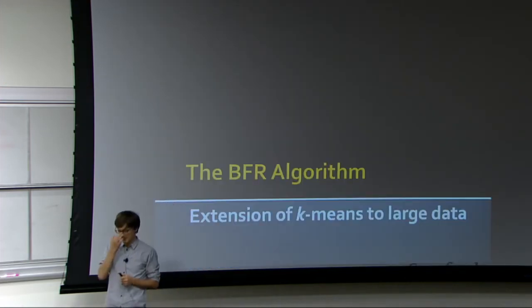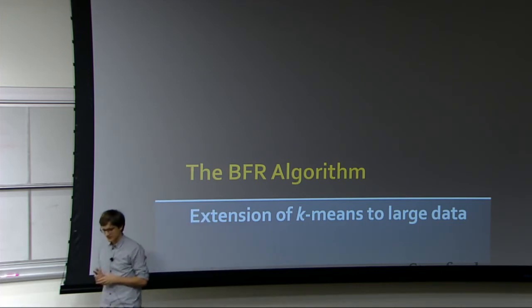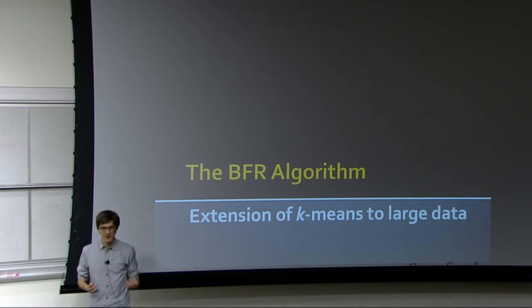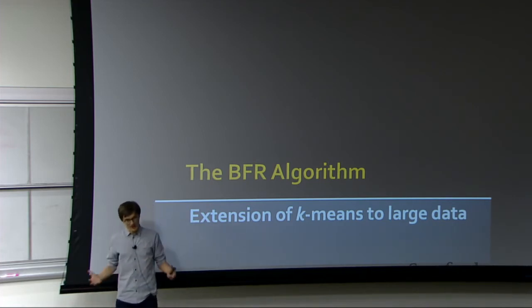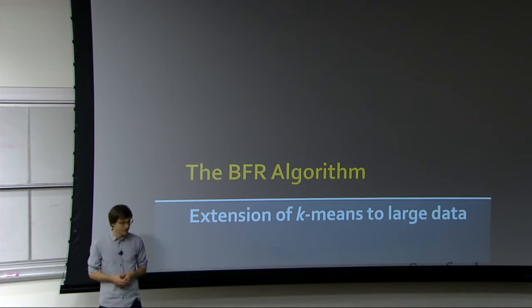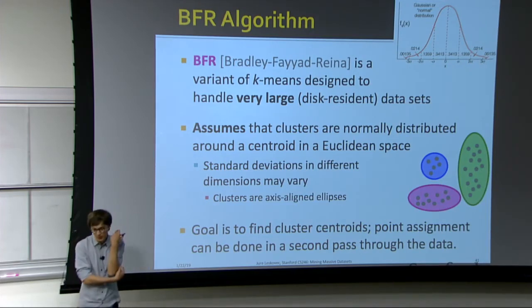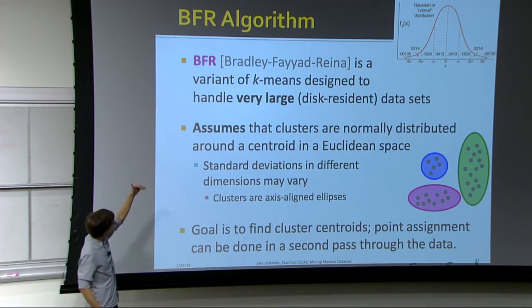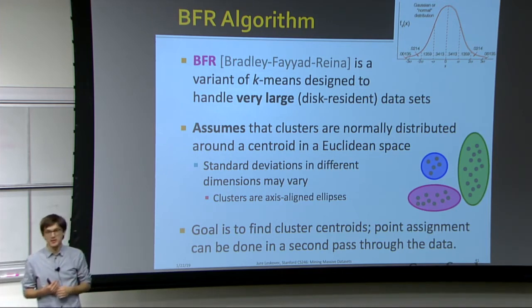All right, so what I want to do next is give you at least one, maybe two more algorithms that try to be a bit smarter and are basically extending k-means to very, very large data sets. What we assumed so far is that our data fits in memory and we can process it efficiently. But the question becomes, what if our data is very large? So the algorithm we'll talk about is called BFR, named after the first letters of the authors. It's essentially a variant of k-means designed to handle very large, essentially disk resident, data sets.